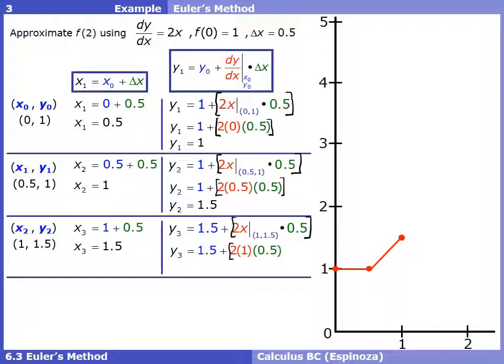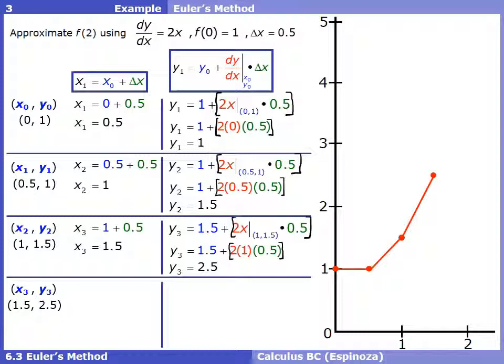So 2 times 1 times 0.5. Again, be careful. You have to evaluate all this in the brackets first, then add the 1.5. And when you do that, you'll get a y value of 2.5. So we can go ahead and call that our (x3, y3), our new point, (1.5, 2.5). And again, I'll plot that on the graph to the right. And again, we're still seeing that parabola shape.